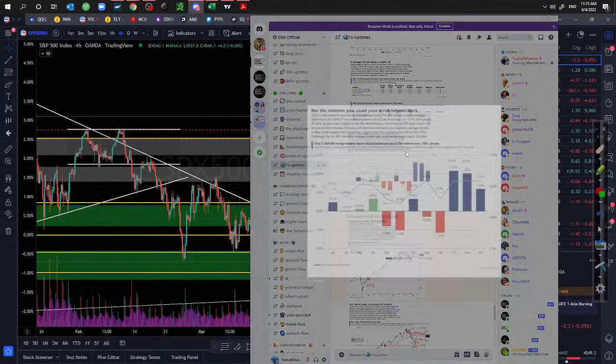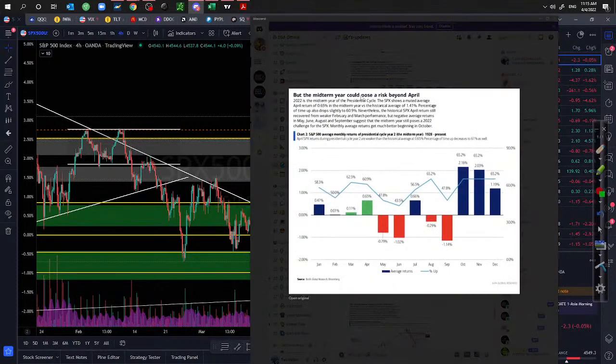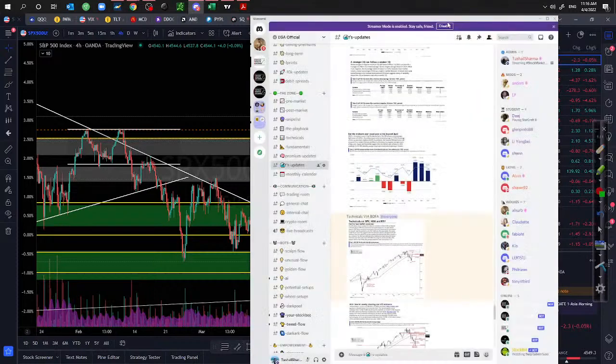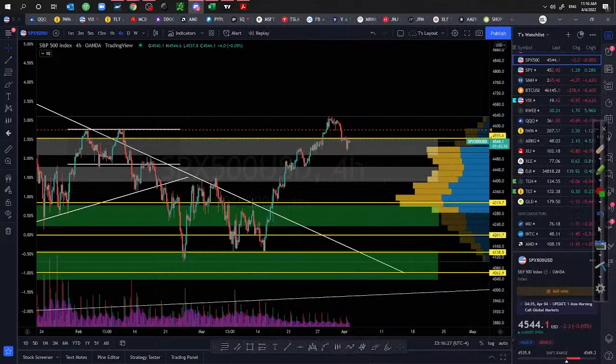Of course, as I said, in a midterm year we tend to underperform. You can see the number of times that we are actually positive versus negative. April still is okay, but then May, June, and the middle of the year typically doesn't really fare well for the S&P 500 in terms of average return during midterm years. So this is a statistical thing that you should keep in the back of your head when you're looking at markets in this way.